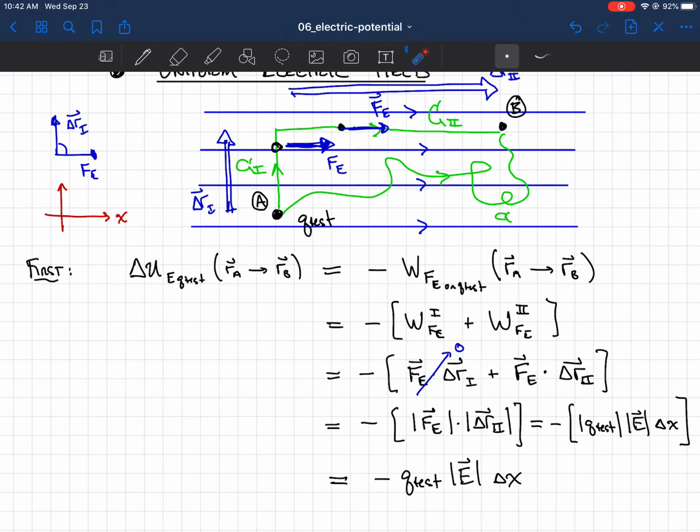Another way of thinking about it is if you let go of a test charge, it will fall in the direction of the force, and that potential energy will go down. So this is our expression for the potential energy of some charge in a uniform electric field, which I don't think I did in the previous lecture.